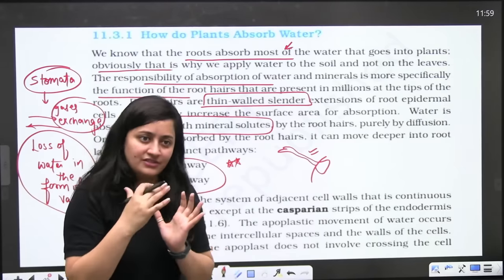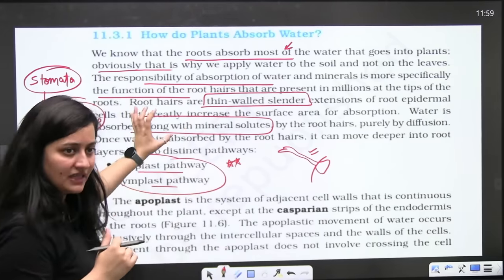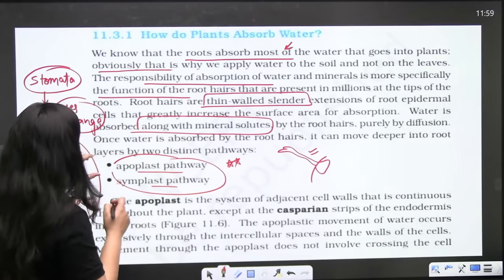Water plus minerals. Right, bachche? This is what we are saying. So, how will it occur?